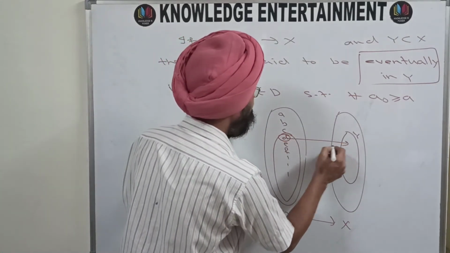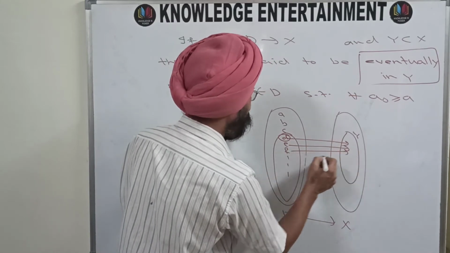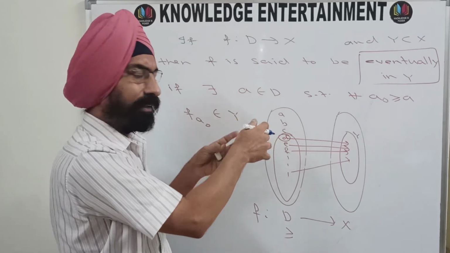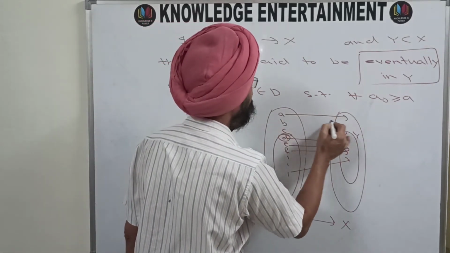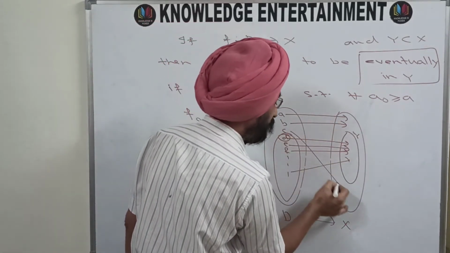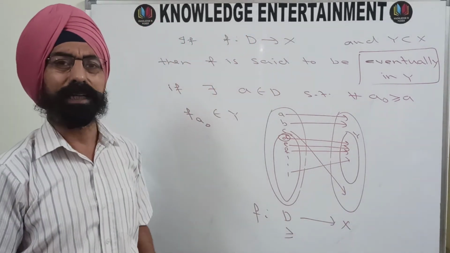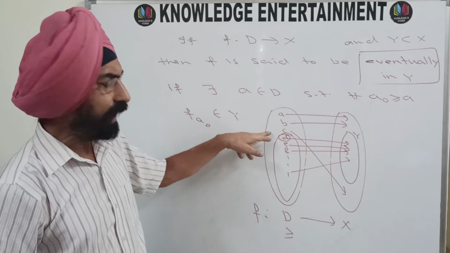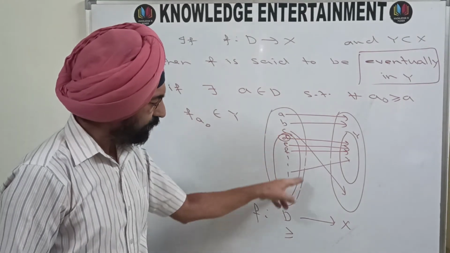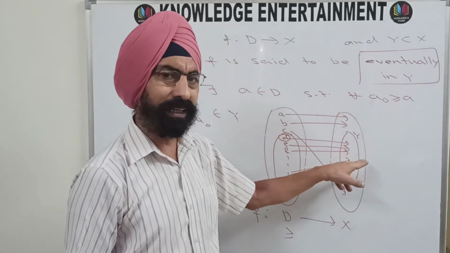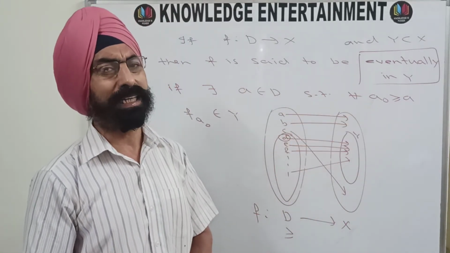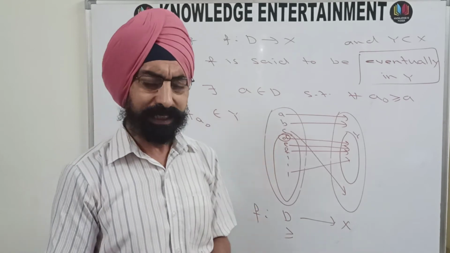And image of each of these belongs to Y. So image of D is in Y, image of E is in Y, image of F is in Y. These images before D, they may not be in Y. They may be in X, but they may not be in Y. But there will be a stage such that after that stage, image of each element will be in Y, and then we will say that our net F is eventually in Y. So this is the second thing.